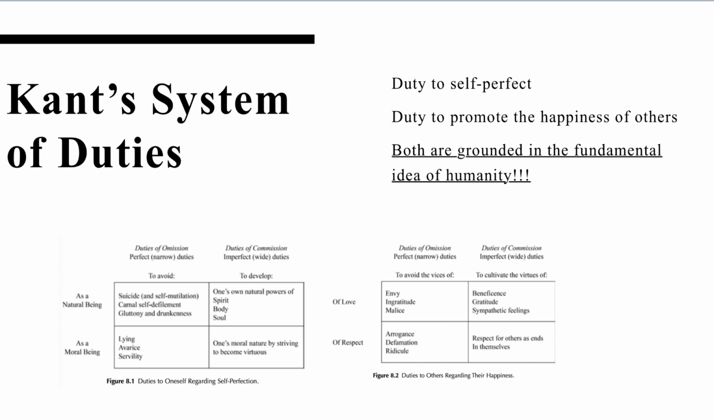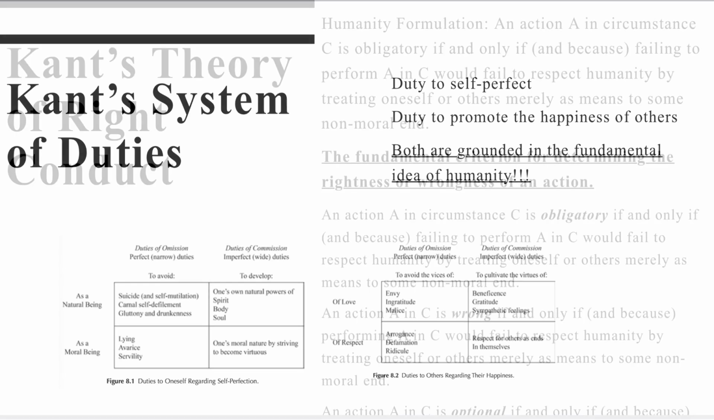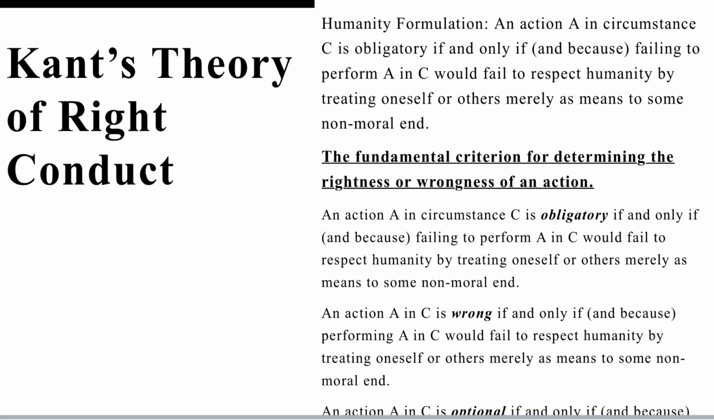When we think about Kant's system of duties, one thing to keep in mind is that all those duties are derived from categorical imperatives. So there are two sets of duties. One set is the duty of self-perfection. The other set is the duty of promoting other people's happiness. And within each set, there are two types of duties. The next formulation we are going to talk about is the humanity formulation. Through this, Kant gives his theory of right conduct. I will not read the slides, so you can pause and look at the slides content.